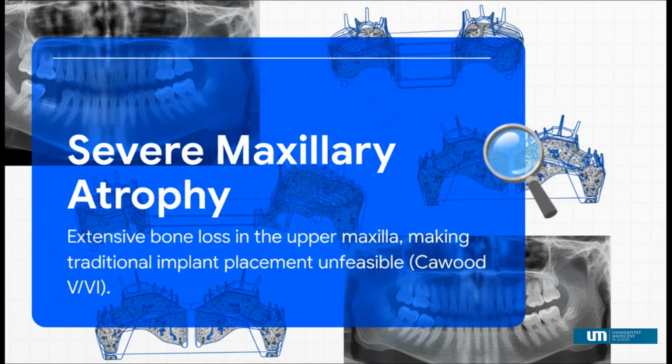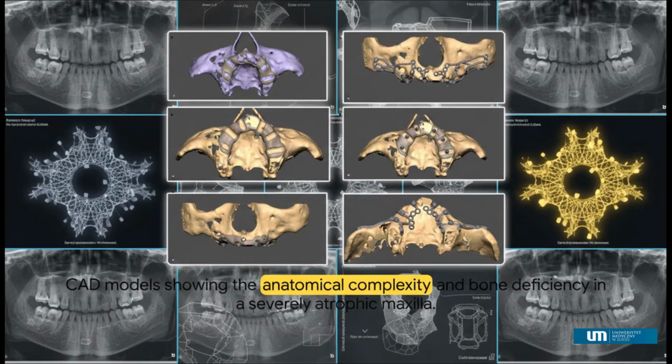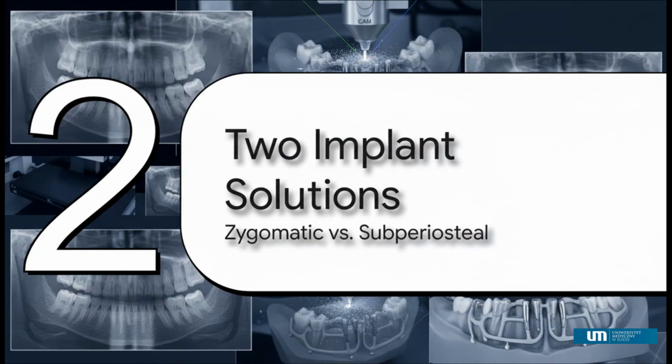conventional endosseous implants. And these CAD models here do a great job of illustrating the kind of complex anatomical landscape that surgeons are dealing with. You can see the advanced degree of bone deficiency, and it's this very deficiency that demands solutions that can completely bypass it.